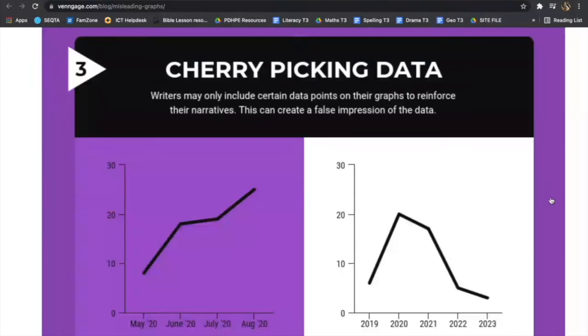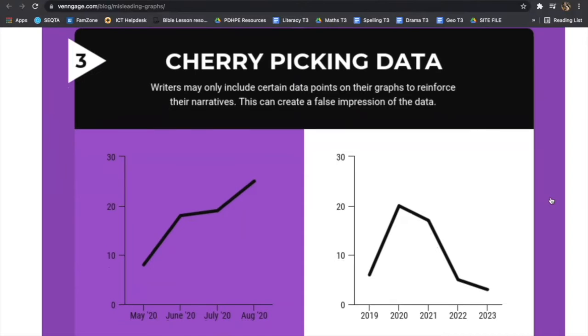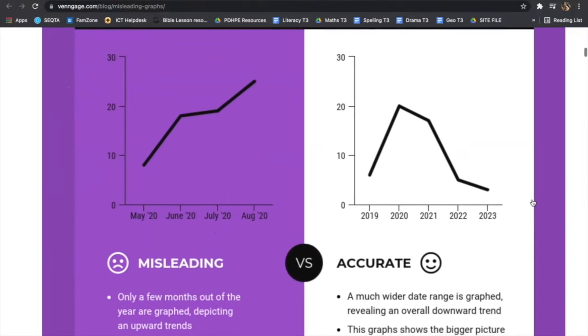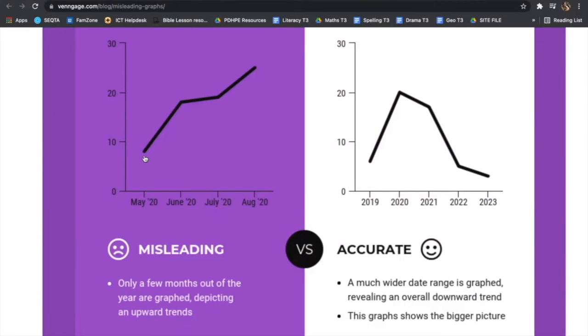Number 3, we have cherry picking data. Another way of saying this is just not including enough data or information in your graph to start with. Let's have a look at these two examples. This graph is showing some sort of change over time from May 20 all the way to August 20, and it looks like it's going up quite significantly.